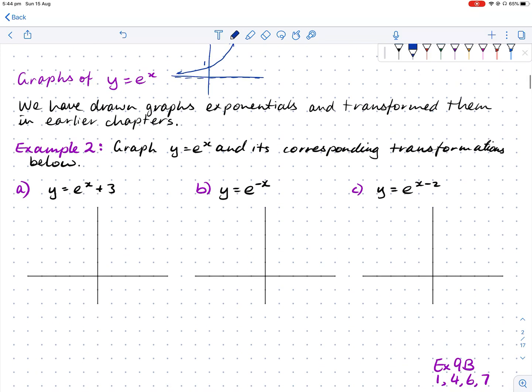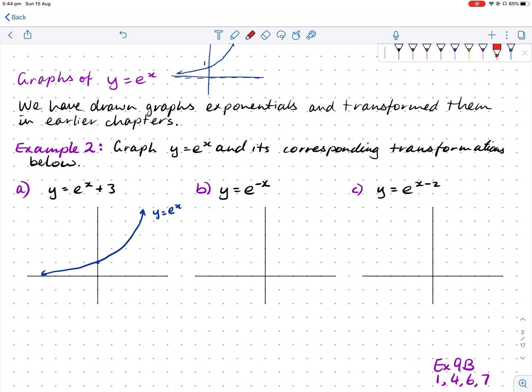So let's have a look at these ones. Graph e to the power of x and its corresponding transformation. So we're going to draw both of these. So e to the power of x, okay, it's just an exponential. It's going up this way. There's your y equals e to the power of x.